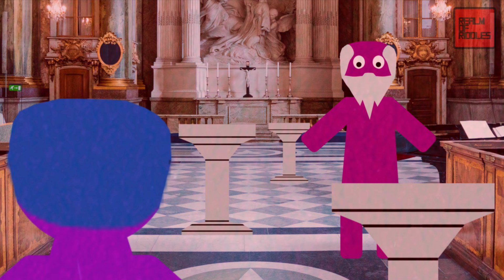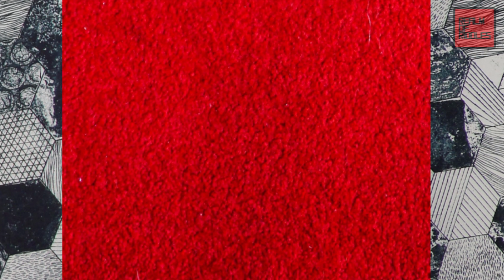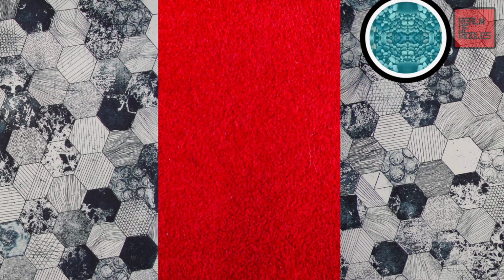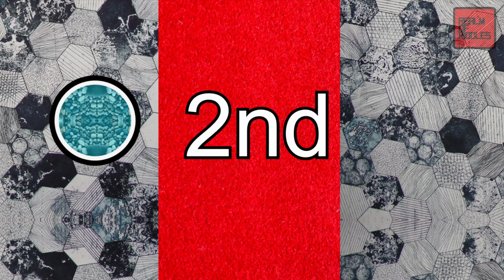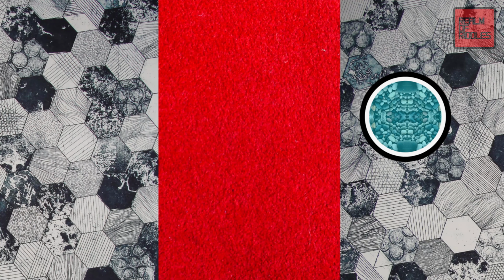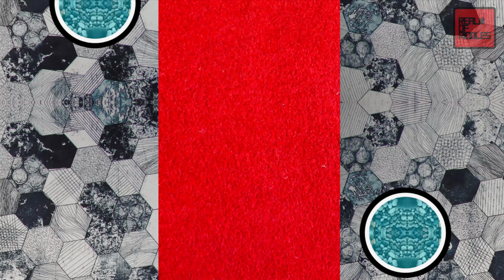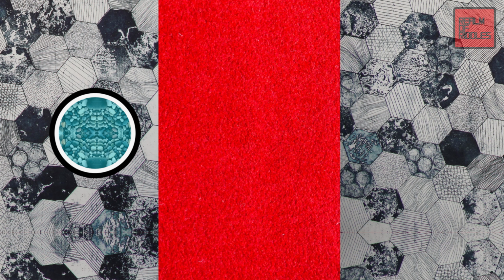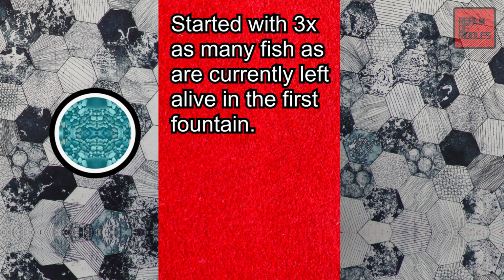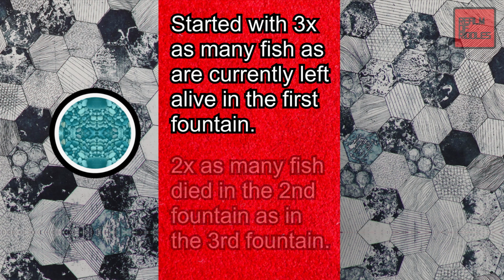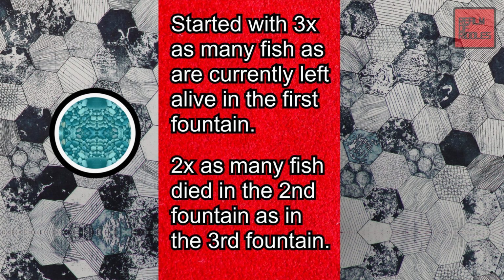you the following riddle. The king's fountain bay holds 3 fountains, the first, the second, and the third. The first fountain had 5 fish yesterday, but 40% of them died overnight. The second fountain started with 3 times as many fish as there are currently left alive in the first fountain, and twice as many fish died in the second fountain as in the third fountain.